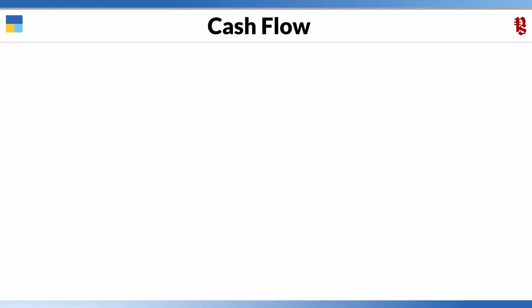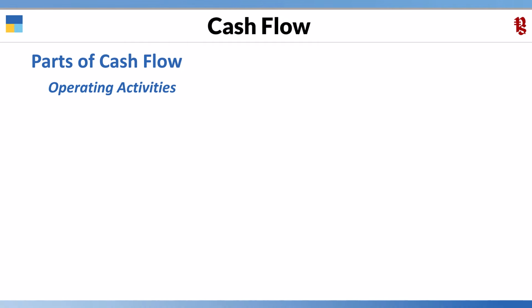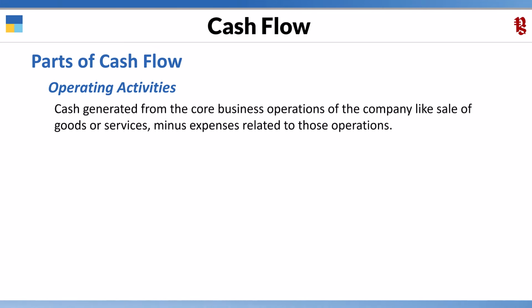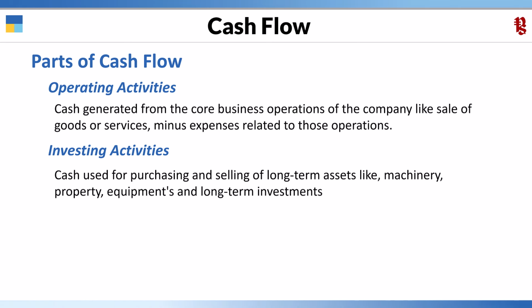This free cash flow indicates readily available cash, that there is enough cash remaining to pay back creditors, pay dividends, etc. If we take a cash flow statement, we can again divide it into three major parts. The parts of cash flow are: number one, operating activities. Cash generated from core business operations of the company, like sale of goods or services, minus expenses related to those operations. The next part is investing activity. Cash used for purchasing and selling of long-term assets like machinery, property, equipment, and long-term investments.